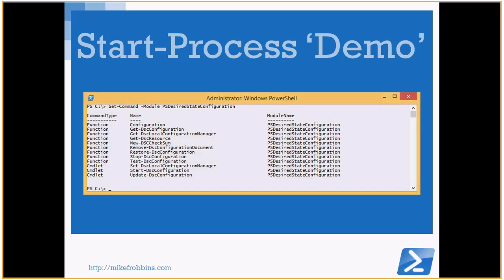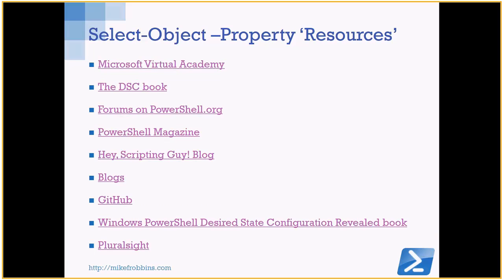I've got a couple of resource slides. Some good resources for desired state configuration, of course, the Microsoft Virtual Academy, which has some great free videos out there. The DSC book is a free ebook on PowerShell.org. The forums on PowerShell.org, PowerShell Magazine, the Hey Scripting Guy blog. Blogs, you could go to my blog and look at my blog roll. Those are really the blogs I recommend. GitHub is another good resource.